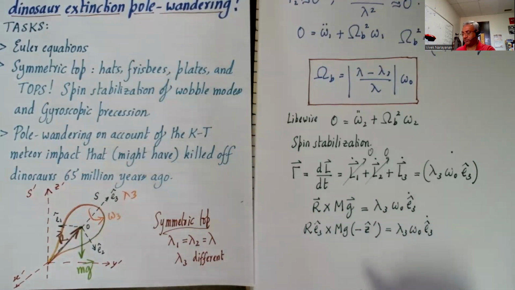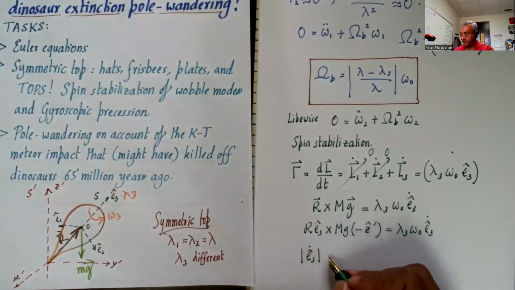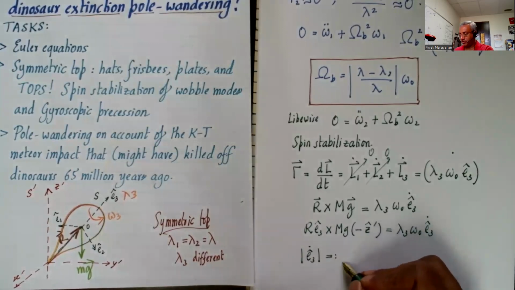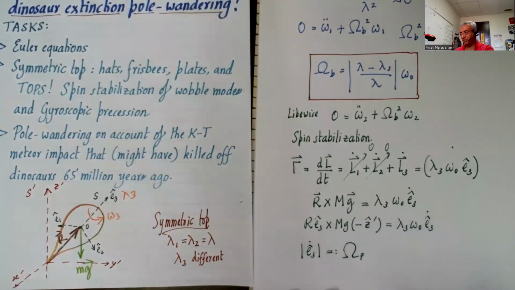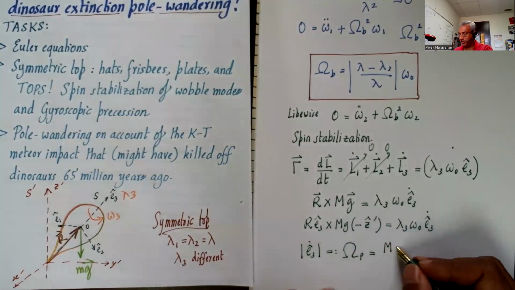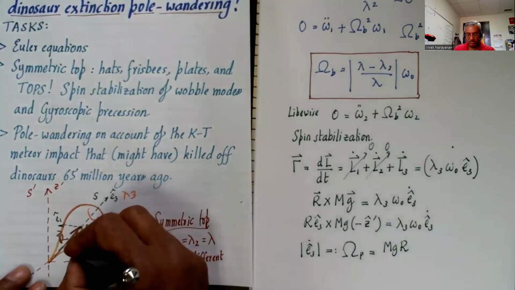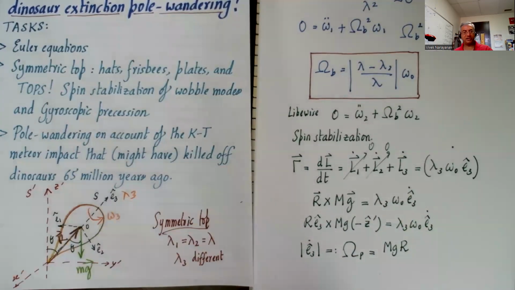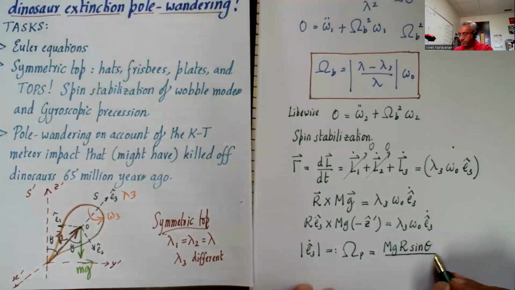So we'll take magnitudes of both sides. If I take magnitudes of both sides, then the magnitude of E3 dot, which I'm going to define as the quantity called omega precession. The rate of change of the E3 axis is called the precessional angular velocity. And the magnitude of this side is just going to be mg times r times sine theta, the angle between r and mg. This angle theta here, which is also, by the way, the same as this angle theta. Divided by, because I'm solving for E3, I'm going to divide by lambda 3 times omega naught.